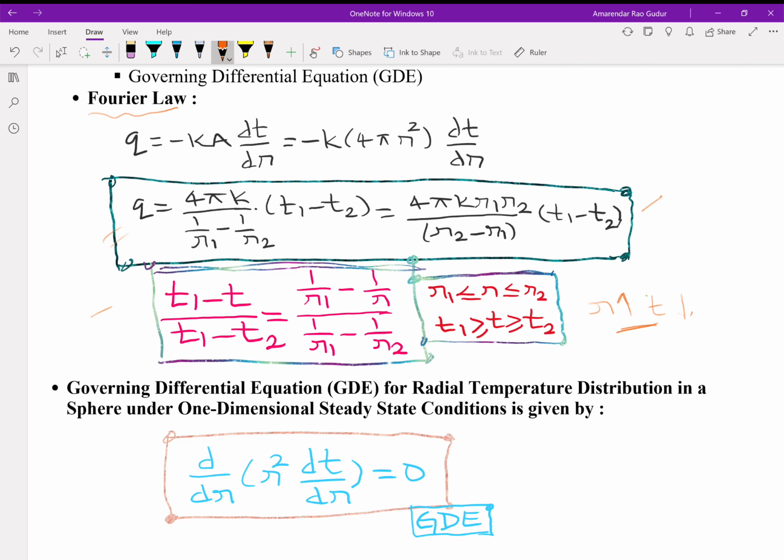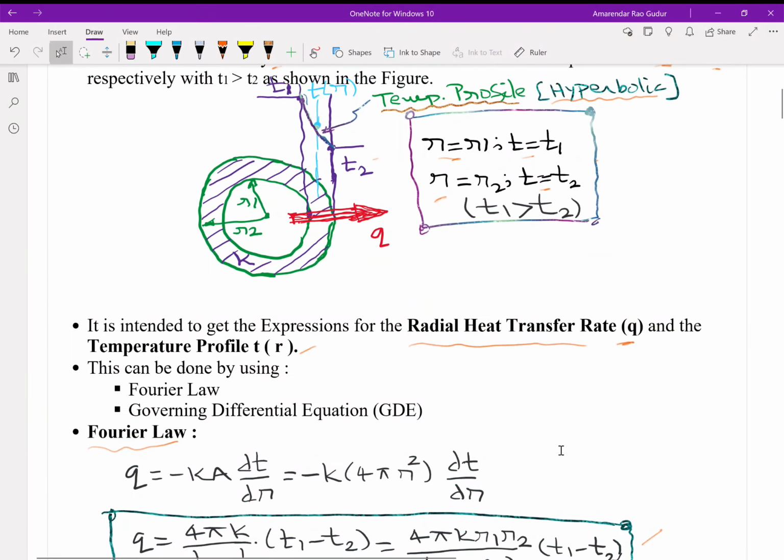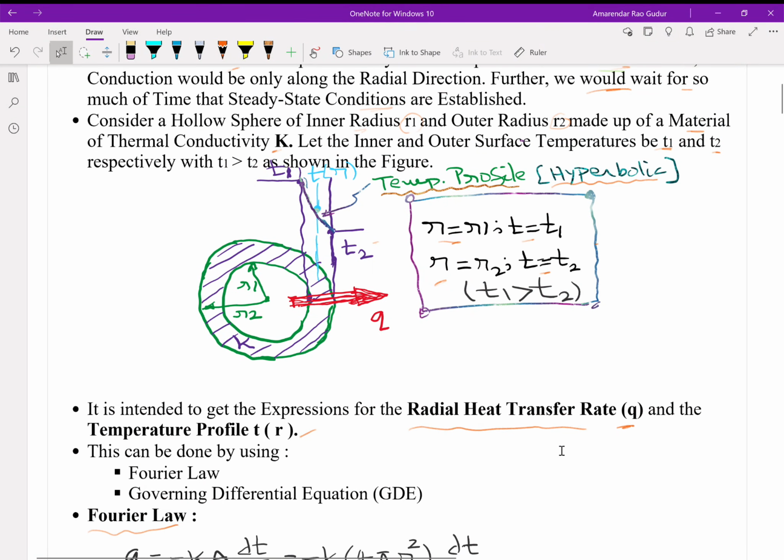Now at R is equal to R1, we are going to have the inner surface temperature. At R is equal to R2, we are going to have the outer surface temperature. And at any value of R between R1 and R2, we are going to get a temperature between T1 and T2. And obviously this equation is a rectangular hyperbola as shown over here, which means that the temperature profile along the radius of a sphere will be hyperbolic.